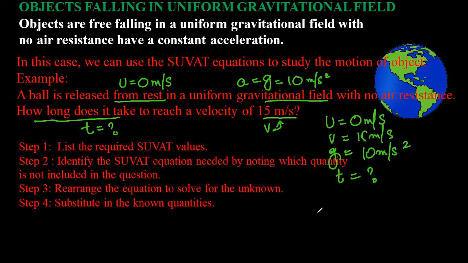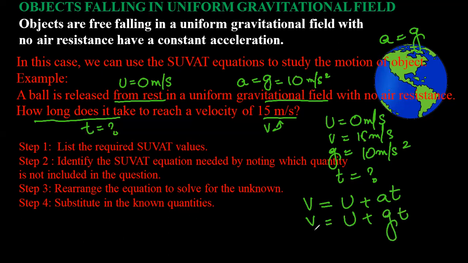So what are the requirements here? We are going to find the time. Which equation can we use to find the time? The first equation is this. Can we use this equation to find the time? When we talk about free fall motion, the acceleration is replaced with gravitational acceleration, so we write v = u + gt.